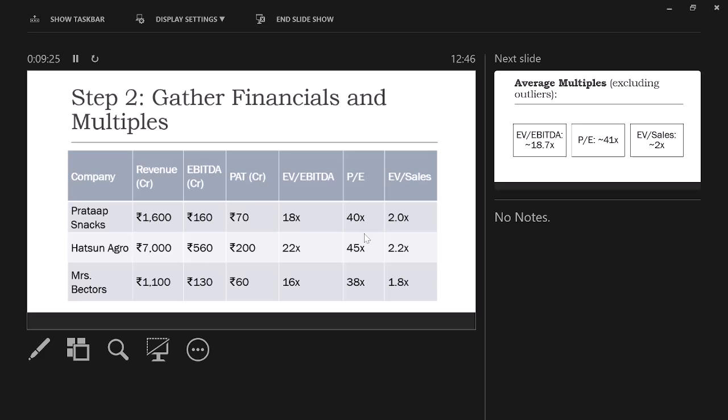And enterprise value is nothing but what? Shrishti, what is enterprise value?